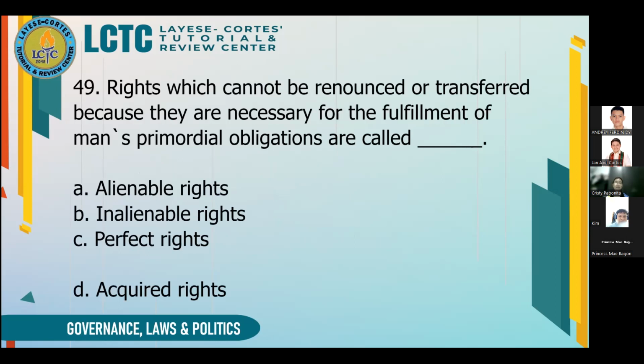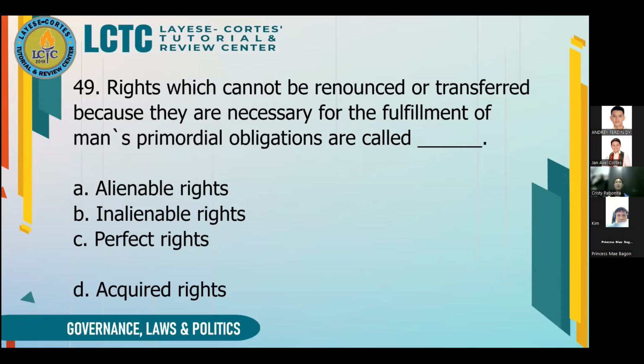49. Rights which cannot be renounced or transferred because they are necessary for the fulfillment of man's primordial obligations. What do we call these rights? Cannot be transferred and renounced. Letter B, ma'am. Inalienable, letter B. Yes, asa man din ha ang naay prefix nga not ang meaning. So that is letter B, inalienable.